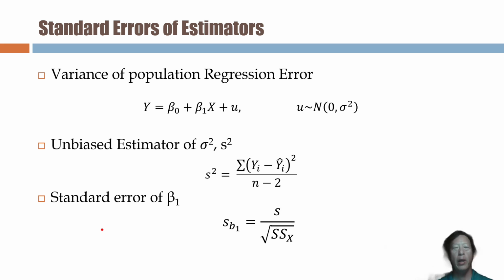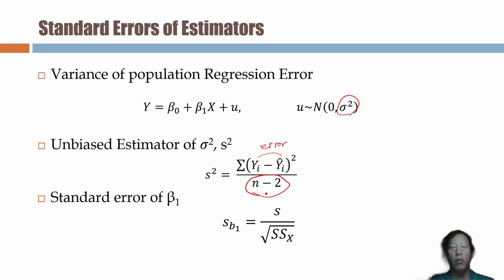That's why the variance of the population regression error will have this one. We don't know it. An unbiased estimator of the variance of error should be calculated in this way. This is about calculating the error squared, and we divide by n minus 2. Why do we divide by n minus 2?